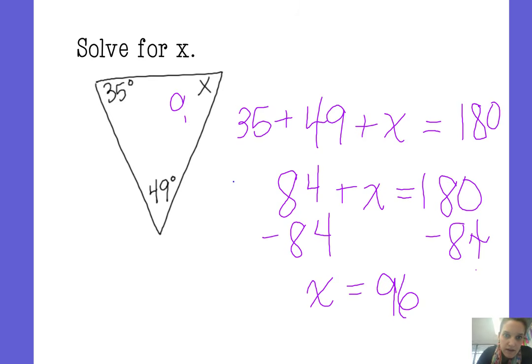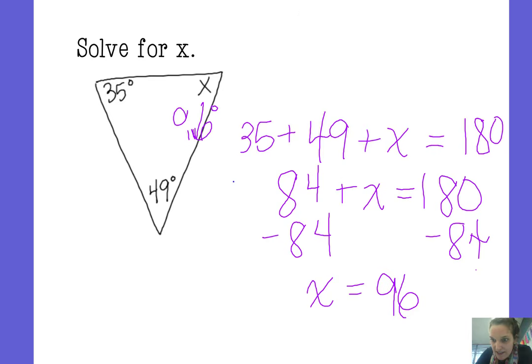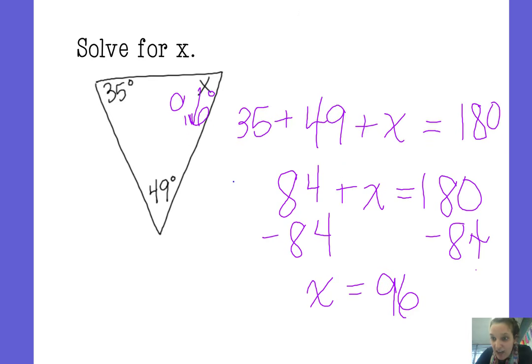So if x is 96 degrees and I needed to classify this triangle based on its angle measures, since 96 is an obtuse angle, it's bigger than 90 degrees, this would be an obtuse triangle.